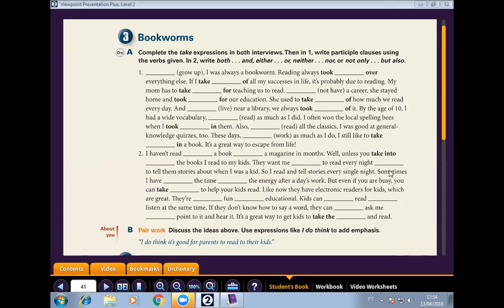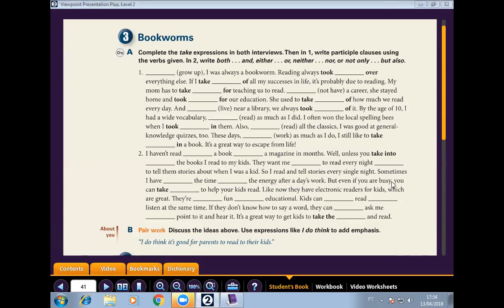So you can see that this sentence has a negative meaning, but the verb is in the affirmative. What do you have to do? That's it. Use neither nor. So sometimes I have neither the time nor the energy after a day's work.